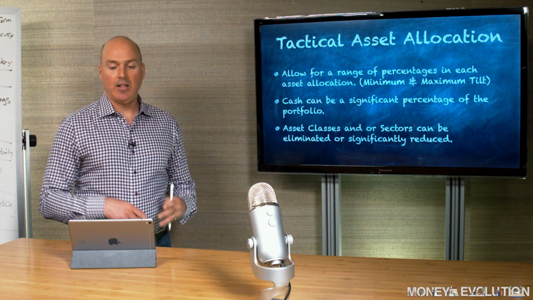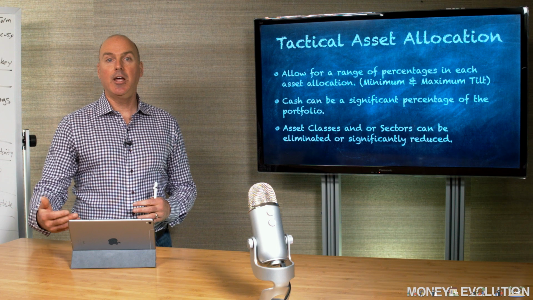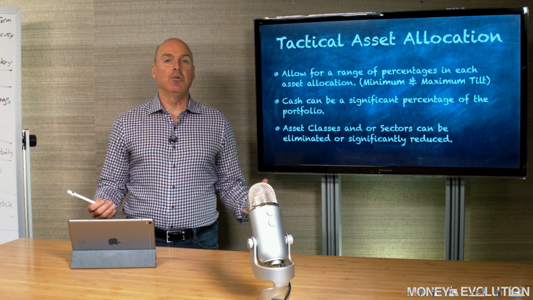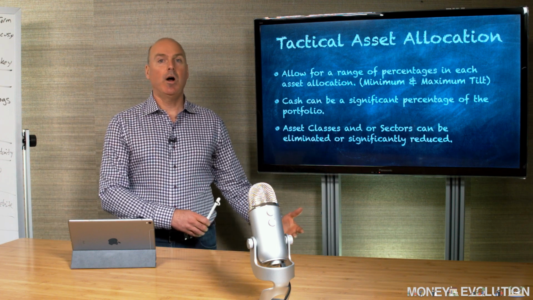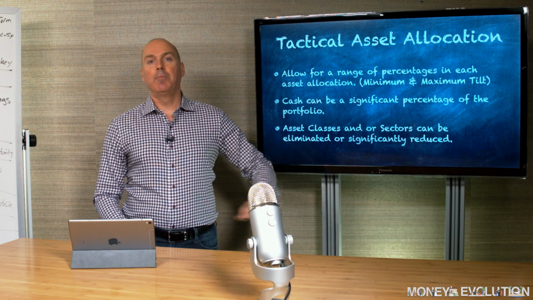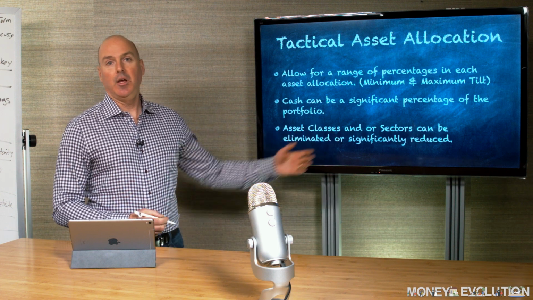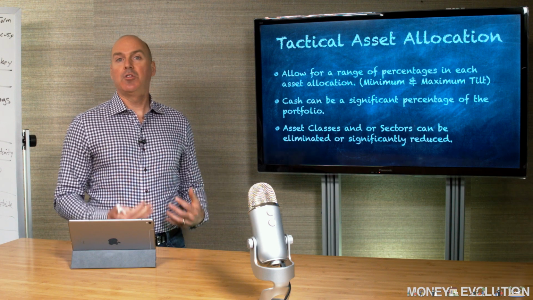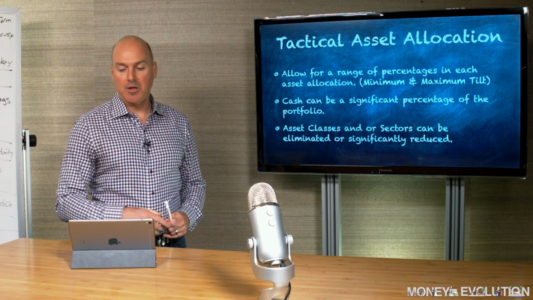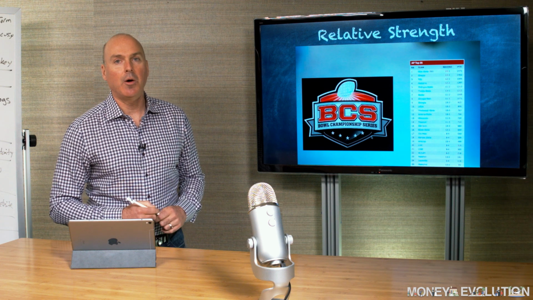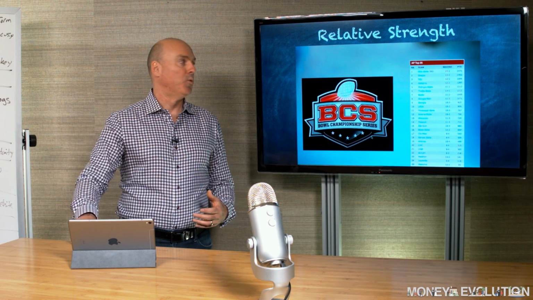And again, asset classes and sectors can be either eliminated or reduced. So if energy is not doing well or utilities aren't doing well, we don't have a requirement that they be part of our portfolios. We can either drastically reduce those percentages or eliminate them completely. So how do we do this? Well, we use a process known as relative strength.